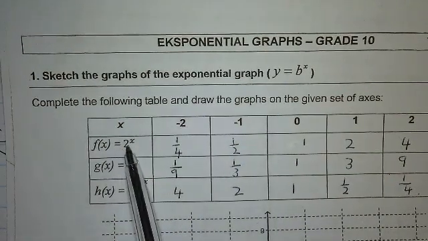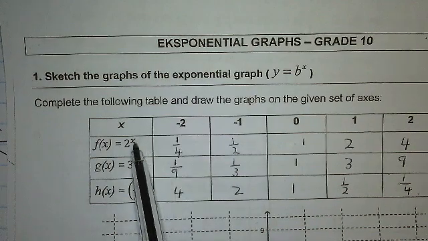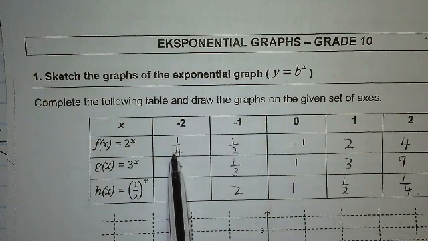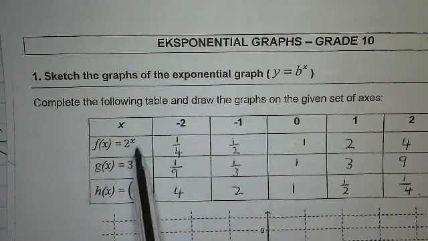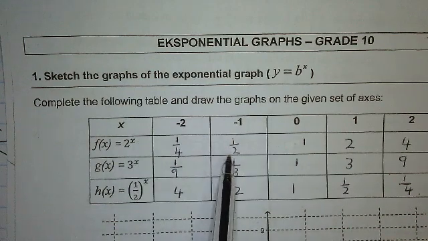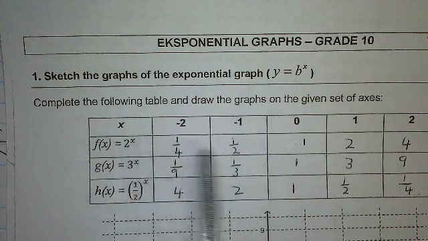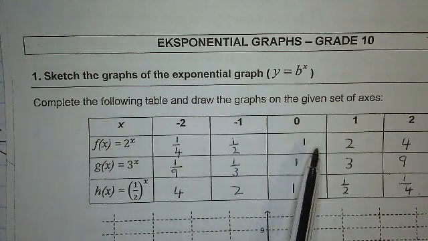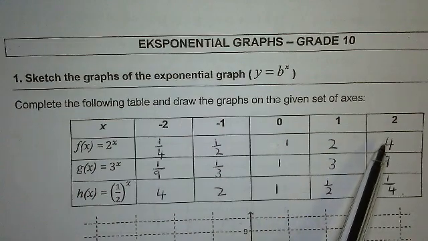Let's use once again the table. If I substitute the negative 2 into the place of x, 2 to the negative 2 will be 1 over 4. If I substitute the negative 1, 2 to the negative 1 is then a half. 2 to the 0, any base to the 0 will be 1. And then you say 2 to the 1 is then 2. 2 squared is equal to 4.